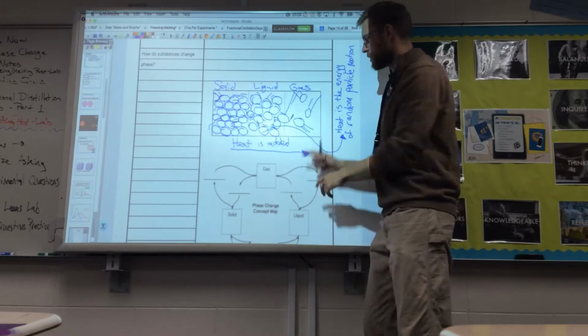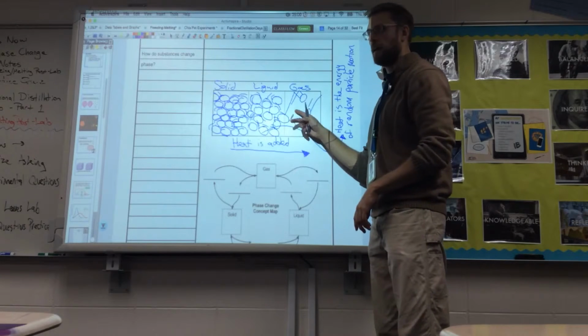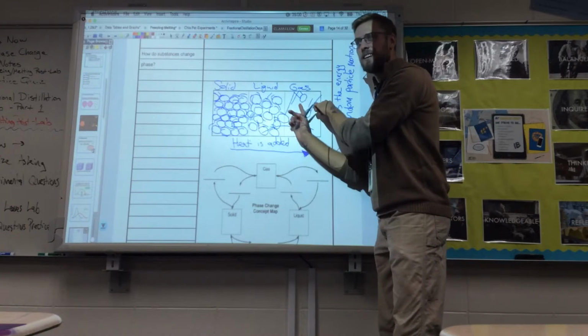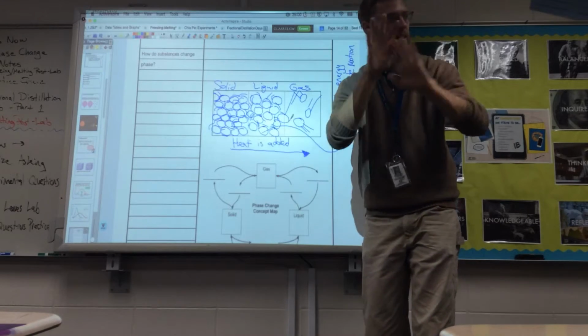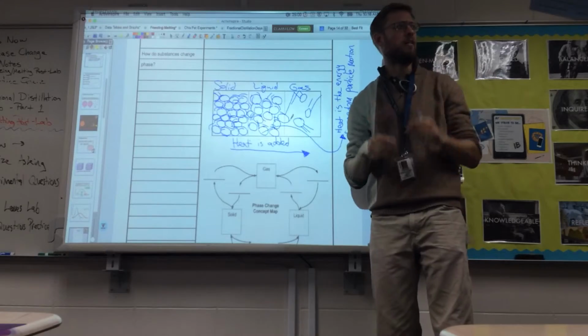A lot of students will look at the particles and say, yeah, Mr. Boder, those are the particles, and then in between them is like air. No. Air is the particles. And in between the particles is just space. Just empty space. Which is crazy to get your head around.